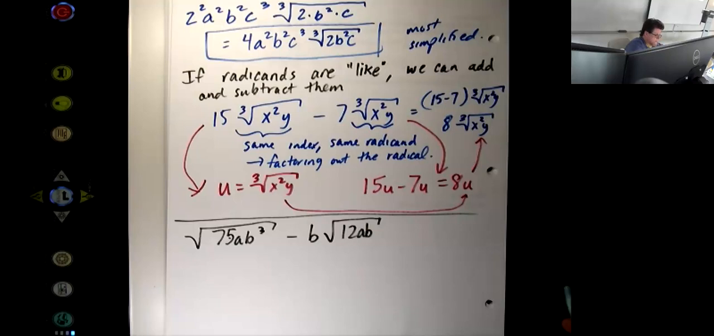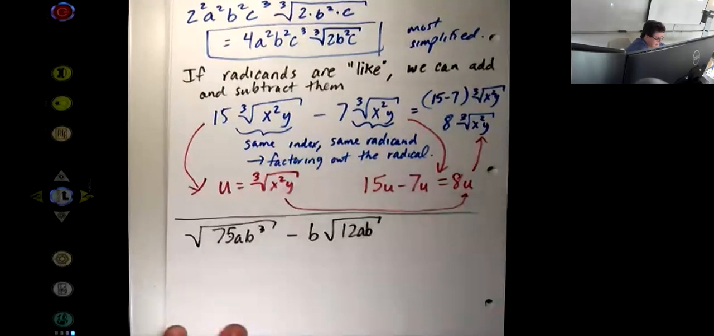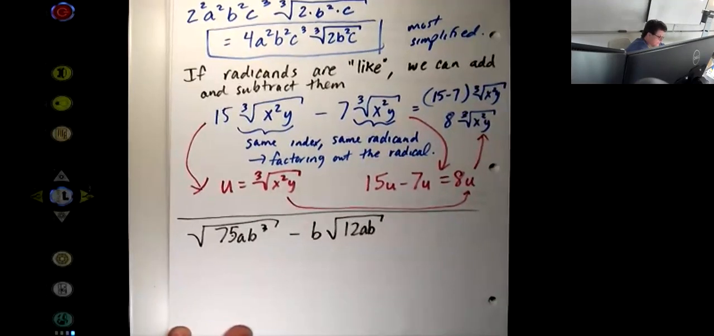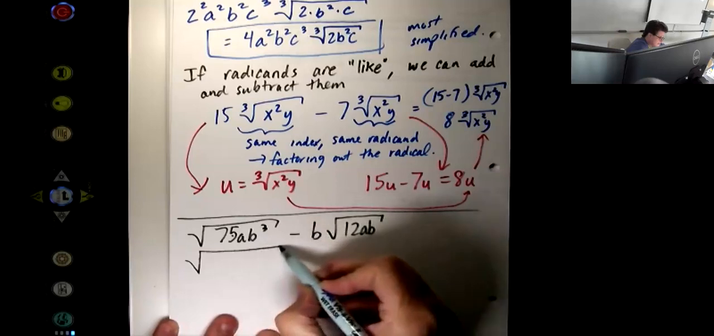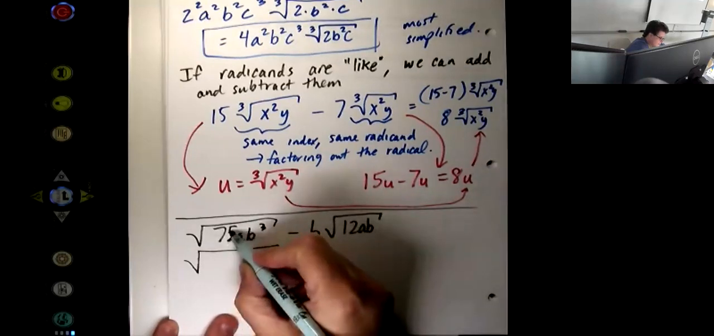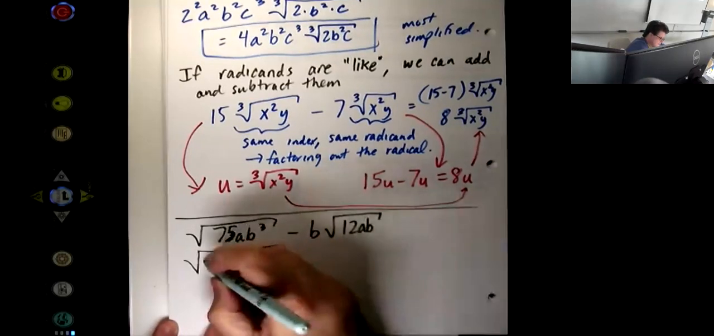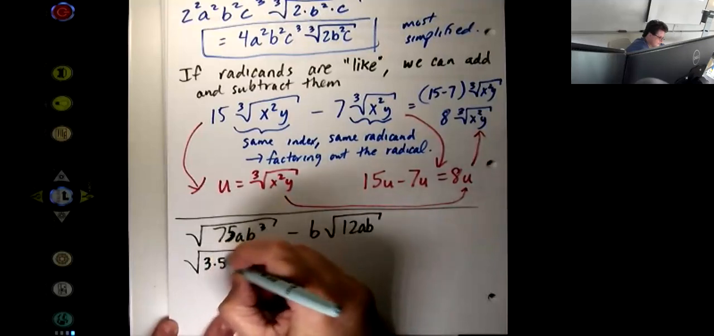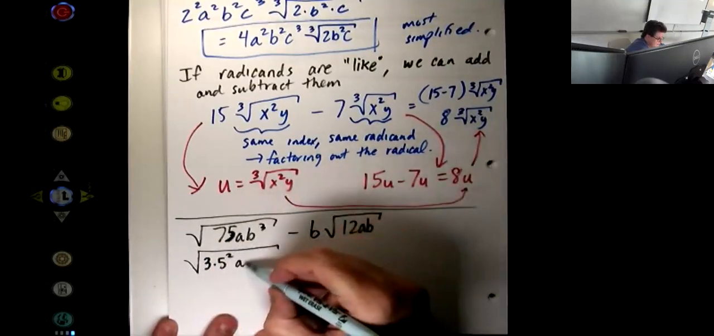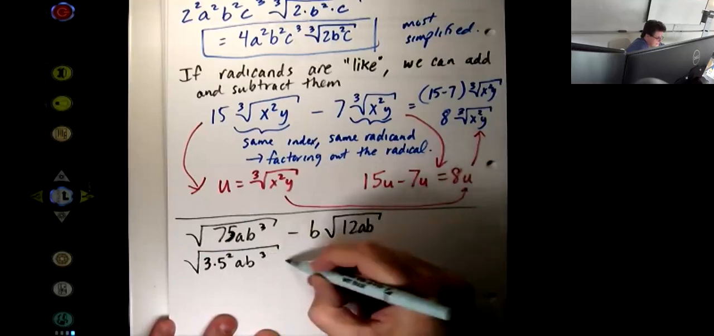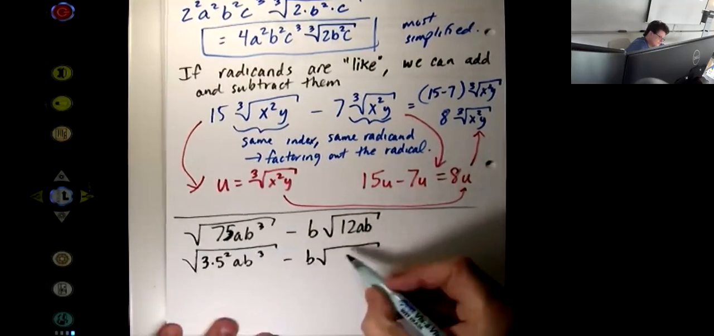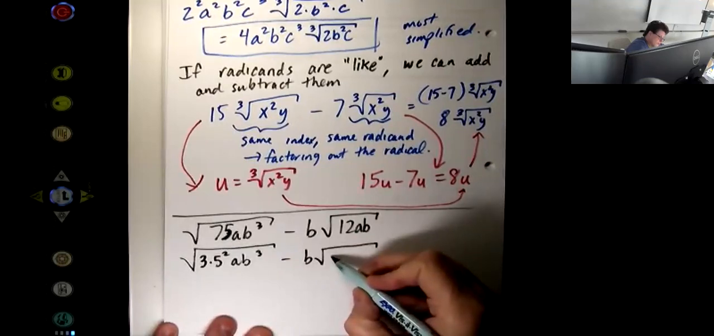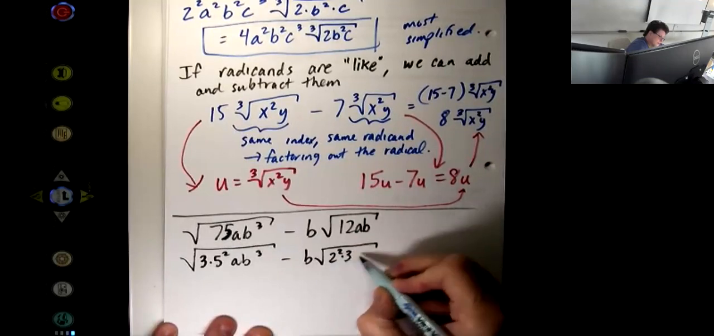That's 75, or 7 times 5. 75. Sorry, so I'm dying. Yeah, that was the pen, sorry. So this is 3 times 5 squared, a b cubed, minus b times 12, which is 4 times 3, or 2 squared times 3ab.